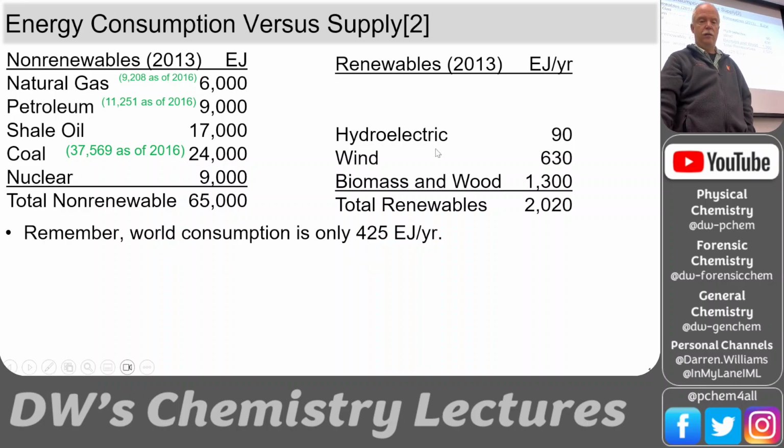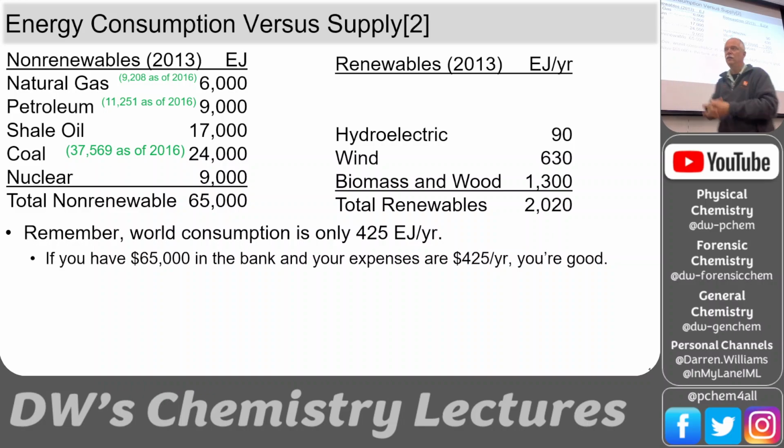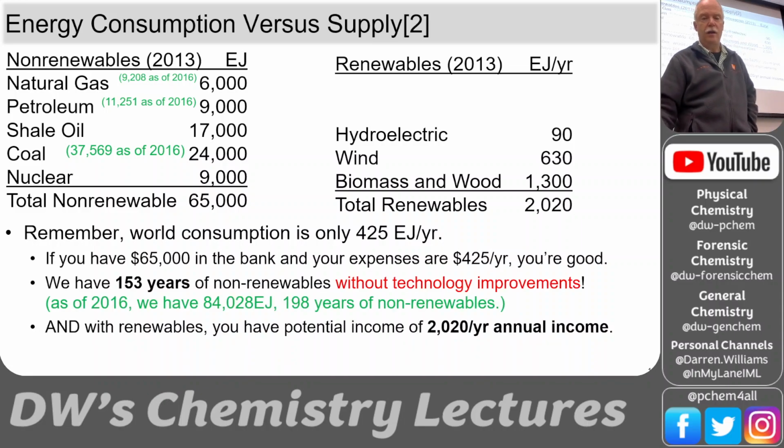Okay. And remember, in terms of addressing the question, are we going to run out of energy sources? The answer is no. Because if you're using 425 a year and you've got 65,000 in the bank, you're good for quite a few years. Okay. And so we have 153 years of non-renewables without technological improvements. As of 2016, we have 198 years of non-renewables. So it's getting better, not worse.